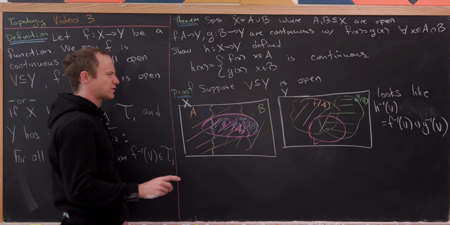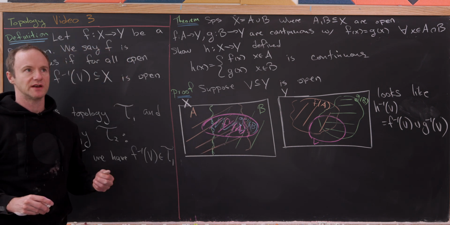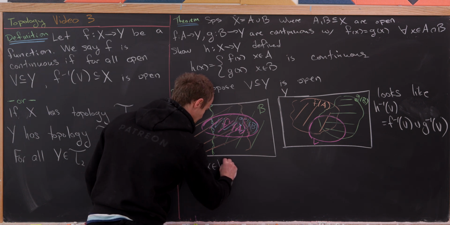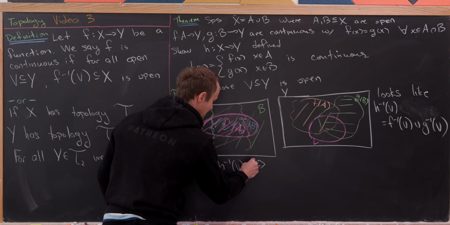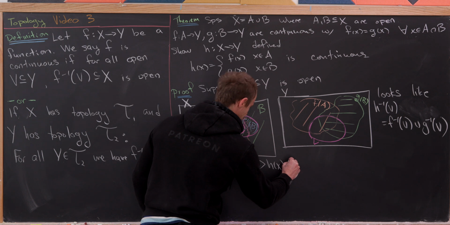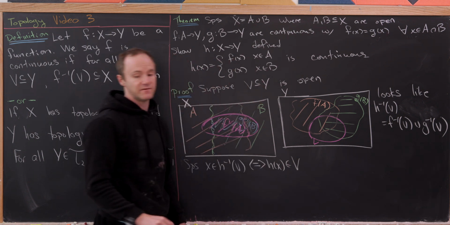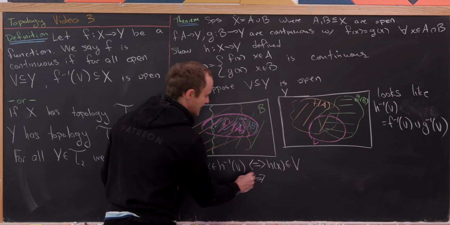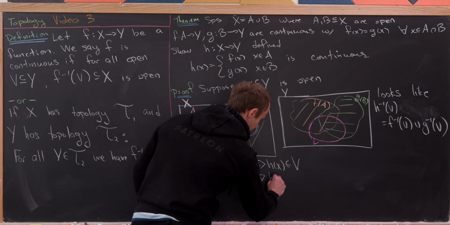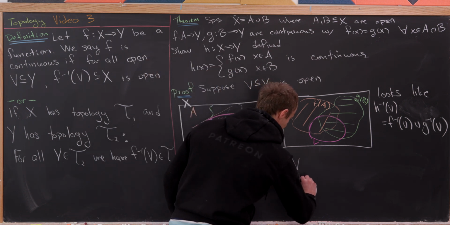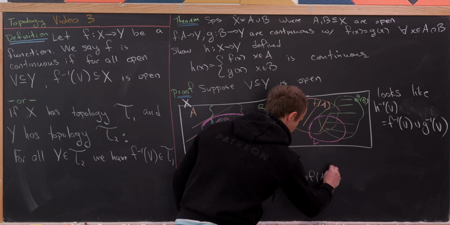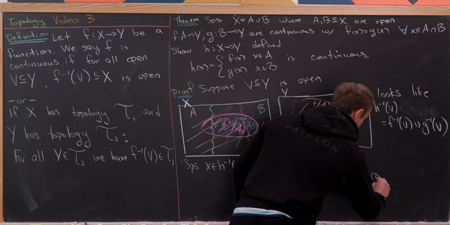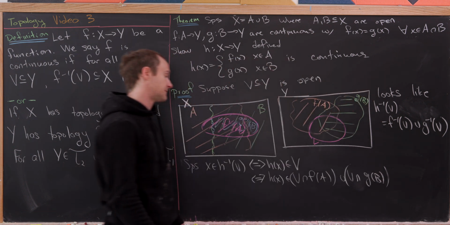And we'll prove this just with a set inclusion argument. So let's suppose that X is inside of H inverse of V, but that's equivalent to saying that H of X is inside of V. And now we're going to break down V a little bit. It's not exactly breaking down V, but let's get it written first. So this means that H of X is inside of V intersected with the image of A under F union V intersected with the image of B under G.